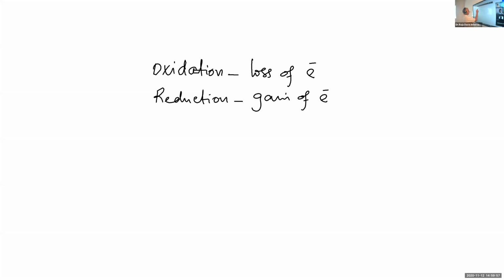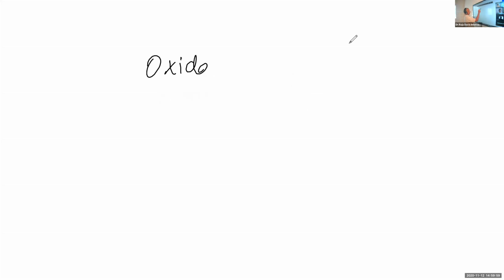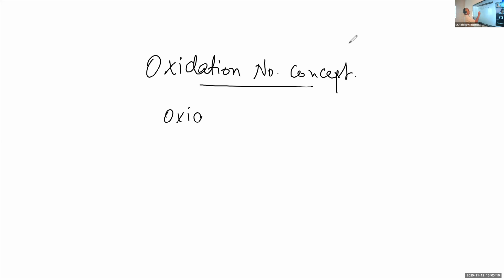Now let us see the oxidation number concept of oxidation and reduction. Oxidation has a simple definition: oxidation is an increase in the oxidation number. We need this for the second year. The increase in the oxidation number is called oxidation.